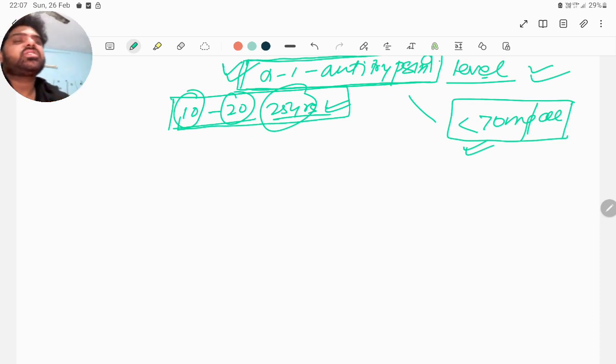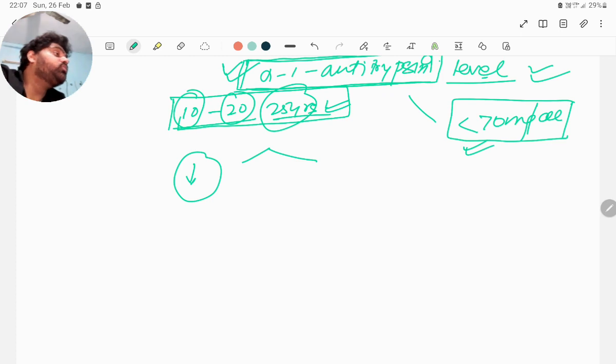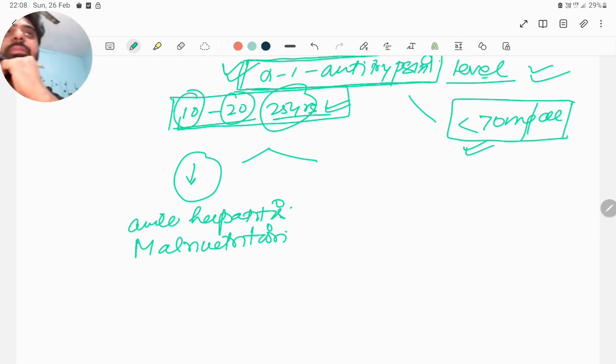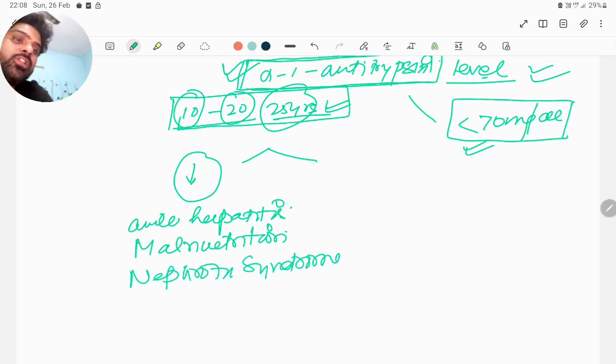But there are certain cases where alpha 1 antitrypsin may be low. Why low? Maybe because it is not being formed, as in acute hepatitis, or the patient has malnutrition, because alpha 1 antitrypsin is formed in the liver. In acute hepatitis the liver is not forming it, in malnutrition it is not getting the material. And there can be nephrotic syndrome, where all the alpha 1 antitrypsin will be lost in the urine.